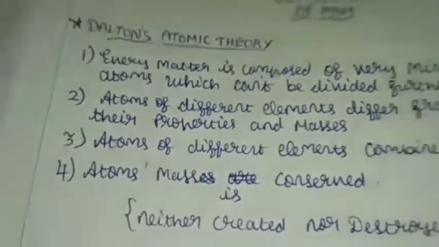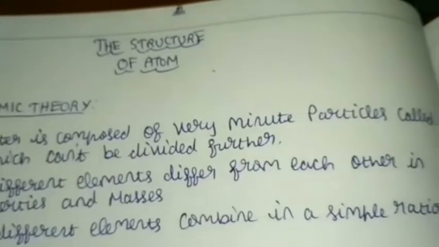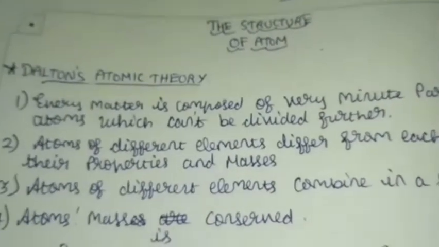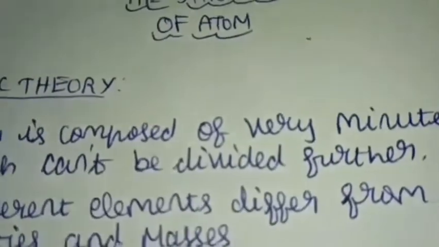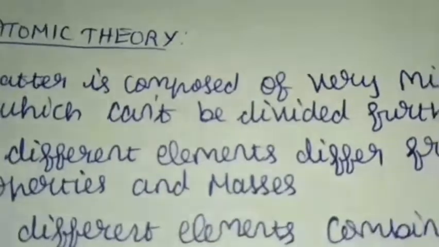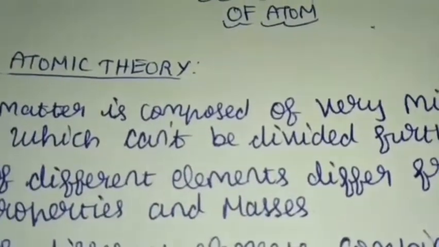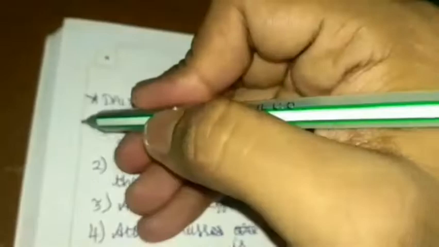He told that every matter is composed of very minute particles called atoms, which the Greek philosophers also told, and which can't be divided further. This is the most important point, but it is actually false, right? Now we know that electrons and protons are all subatomic particles. So this point fails.